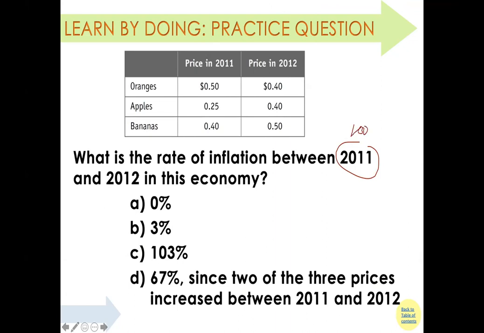Okay. 2012, the price index is 103. That's what we compute. And then, what's the inflation? Essentially it is a percentage change from 100 to 103. Right? So that's percentage change. And obviously the answer is B, right? 3%.